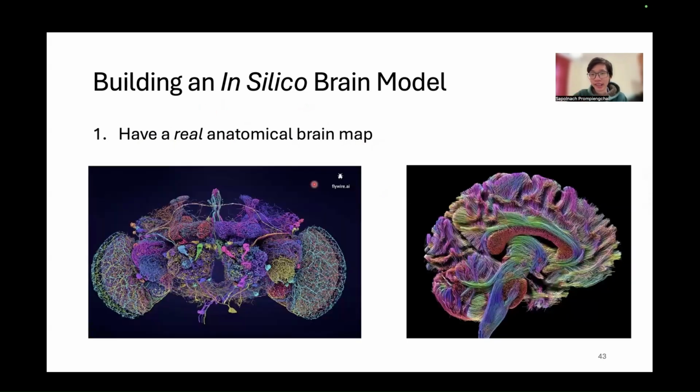So how do we get a real anatomical brain map? Of course, we can use the fly brain. This left side here is the fly brain. For this composition, we're going to use the fly connectome. The right side here is the human brain, but essentially the framework remains the same. You can take any brain map depending on the type of analysis you want to do.